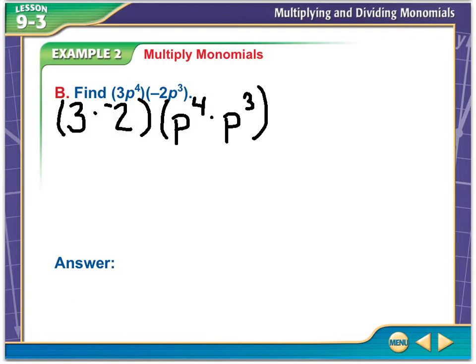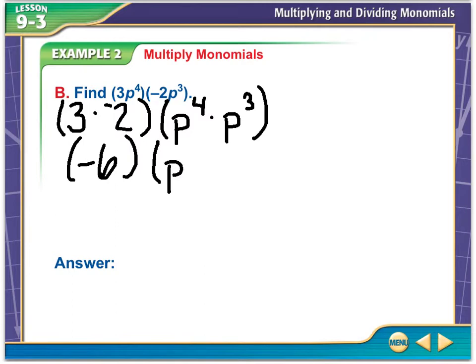Now, once we have things grouped together, we can start combining like factors. So the first thing we'll do is combine our like factors of 3 times negative 2, and that'll give us negative 6. And then we can combine terms in our next set of parentheses. We're going to use our common base of p and the product of powers rule.